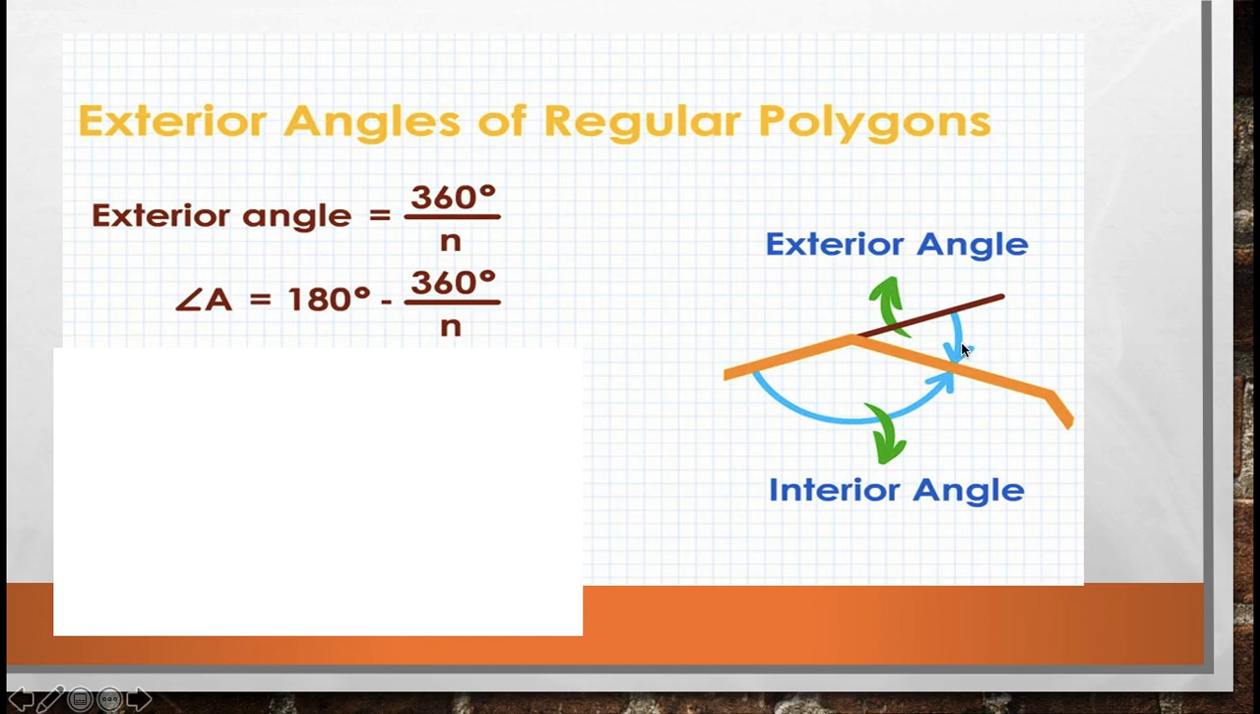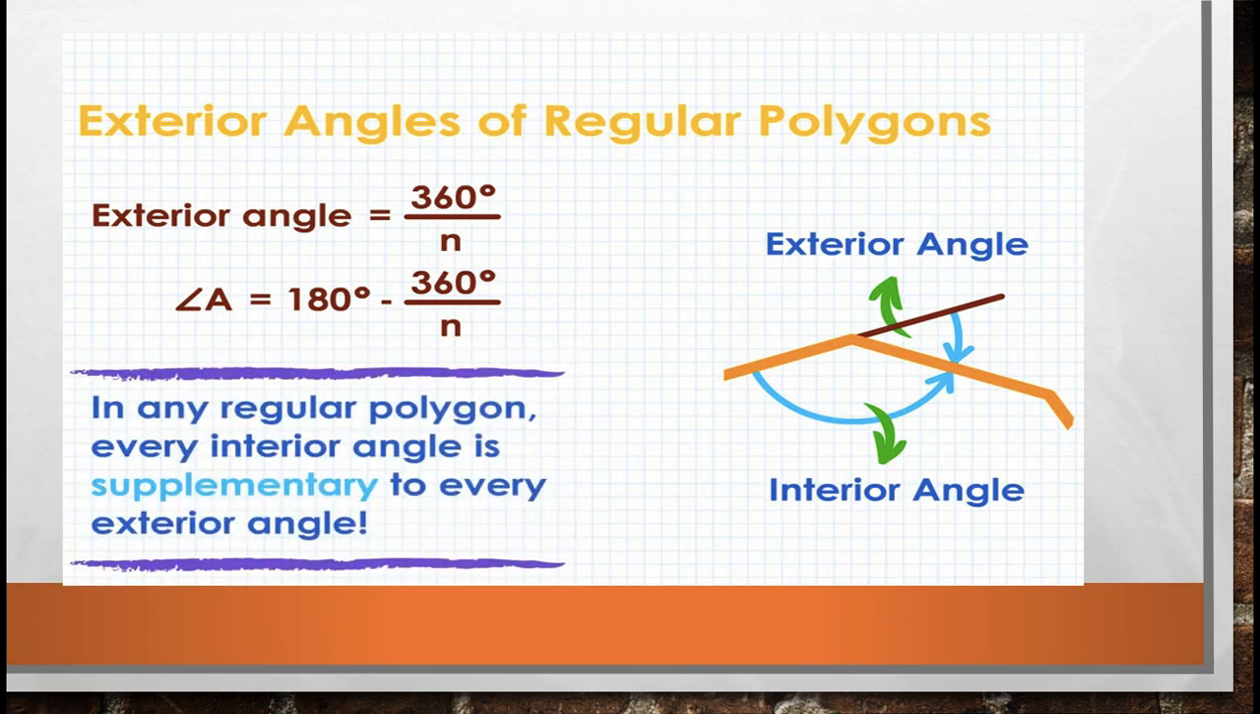Here, the sum of the exterior angle plus the interior angle is 180 degrees. Why? Because in the last session we spoke about angles on a straight line adding up to 180 degrees. So the exterior angle will be the sum of the exterior angles divided by n. I will show you that with example questions. So in any regular polygon, every interior angle is supplementary to every exterior angle. That means these two angles, exterior plus interior, add up to 180 degrees.